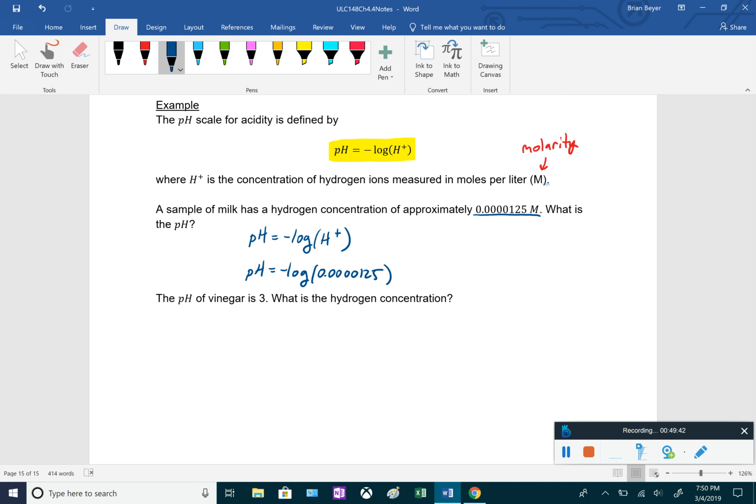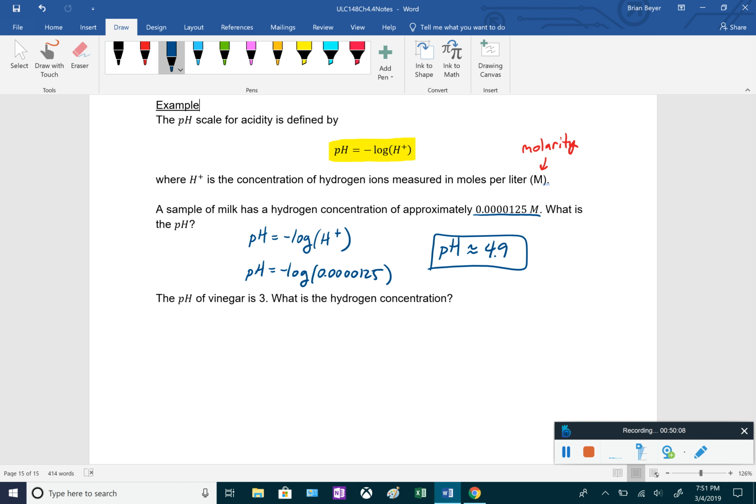So plugging this in the calculator, this is base 10, right? If base isn't written, it's base 10. So plugging this in the calculator, we end up getting a pH of approximately 4.9. That seems a little bit too acidic for milk, but that would be the pH of that milk sample. And then for the next one, the pH of vinegar is 3.